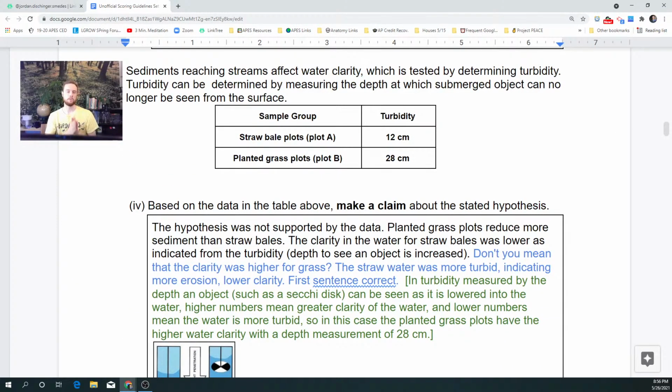Okay, here's where it gets really tricky. What you have is the straw bale on plot A and the straw bale on plot B. You're collecting water and then you're measuring the turbidity. But the way you measure turbidity is by dropping something below the surface and measuring how deep it is before it can't be seen anymore. So a lot of students think turbidity 12 centimeters, that's low turbidity, it's very clear. But that's actually very high turbidity.